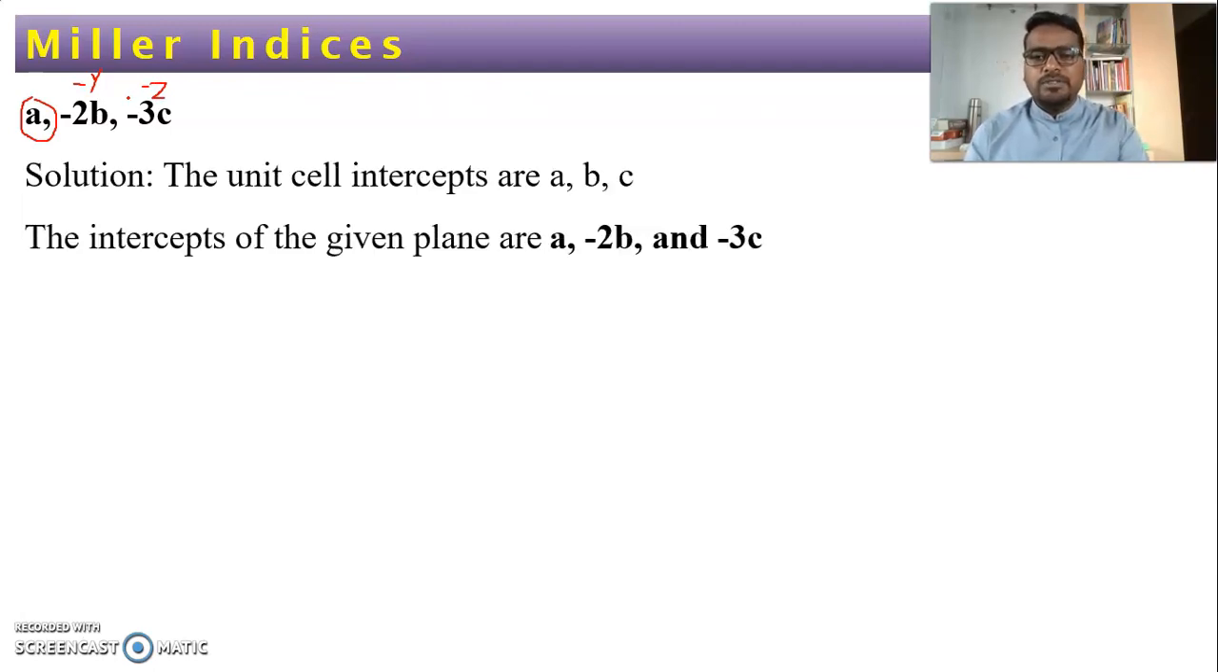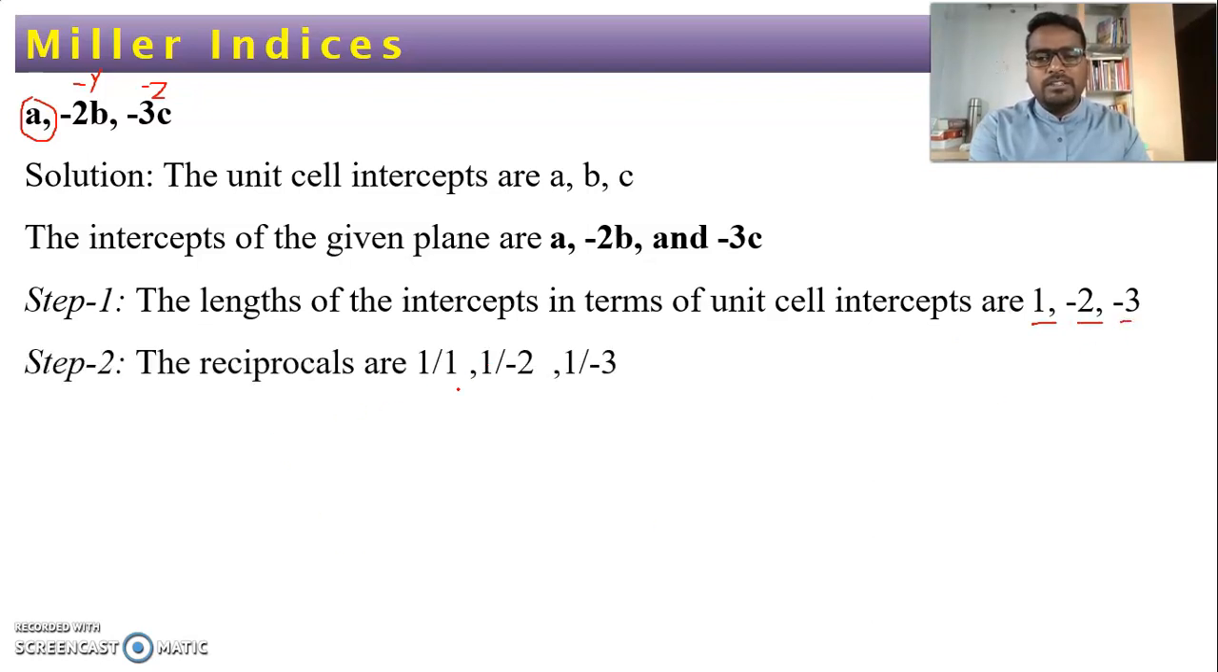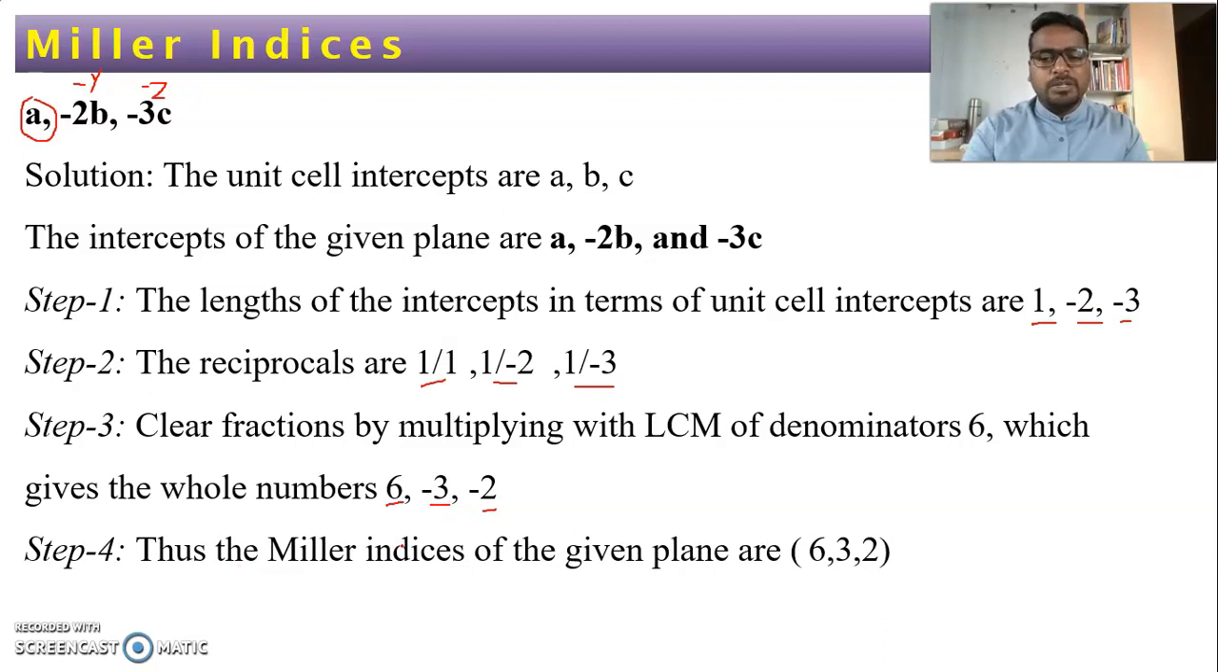So the intercepts are a, minus 2 b, minus 3 c. Then the length of the intercepts in the unit cell are 1, minus 2 and minus 3, and we take the reciprocals: 1 by 1, 1 by minus 2, 1 by minus 3. The LCM of these is 6. If you multiply by 6, we get 6, minus 3, minus 2. So finally we express it as 6, 3 bar and 2 bar.